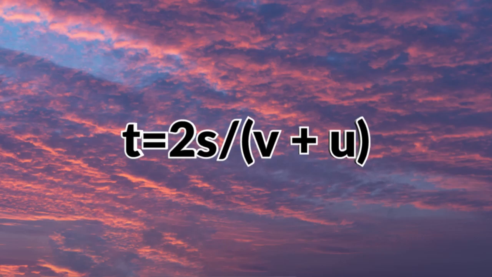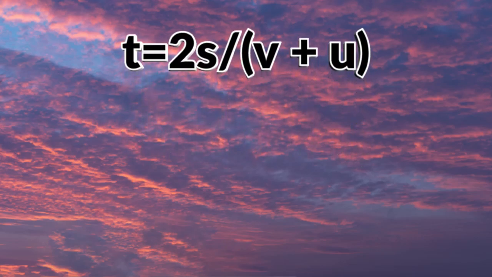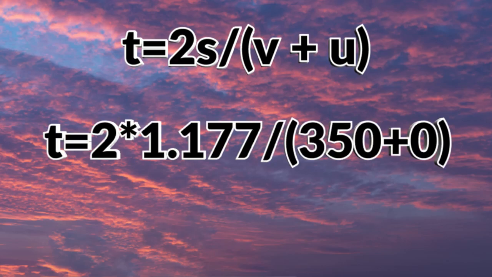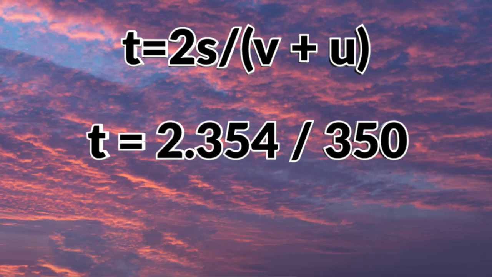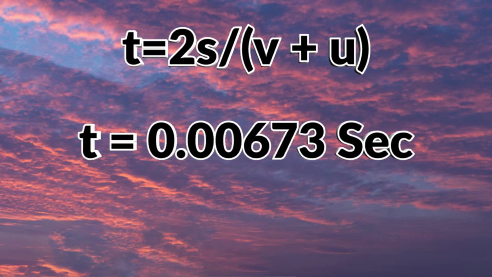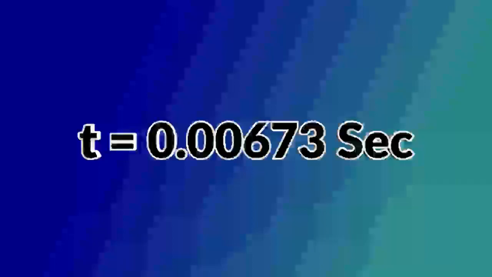Using my bow again, let's calculate how long it takes the arrow to go from 0 to 350 feet per second. T equals 2 times 1.177 divided by the quantity 350 plus 0. Then T equals 2.354 divided by 350. T equals 0.00673 seconds. Now that we know the time, let's calculate acceleration using it.